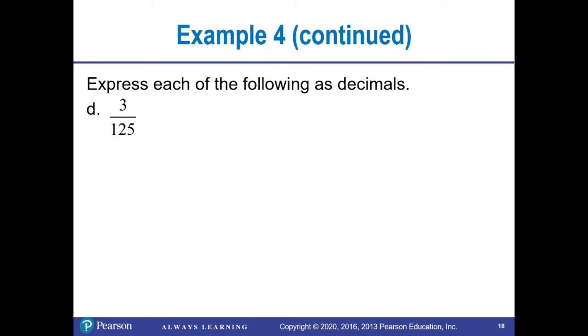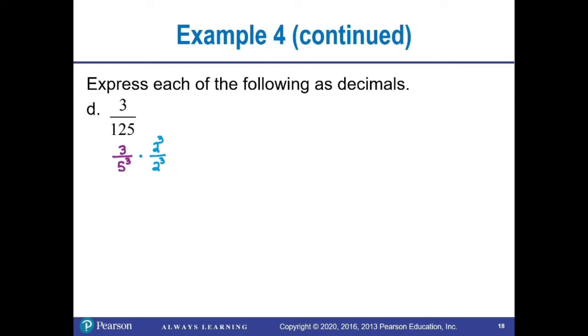Look at part D. I need to rewrite 125 as powers of 5 and 2. Well, 125 is 5 to the third power. If you need to, make a factor tree off to the side. 125 would be 5 times 25, and 25 is 5 times 5. That's where the 5 to the third comes from. To write this as a decimal, I need a power of 10 in the denominator. To get that power of 10, my power of 5 and my power of 2 have to match. So I'm going to multiply by 2 to the third.